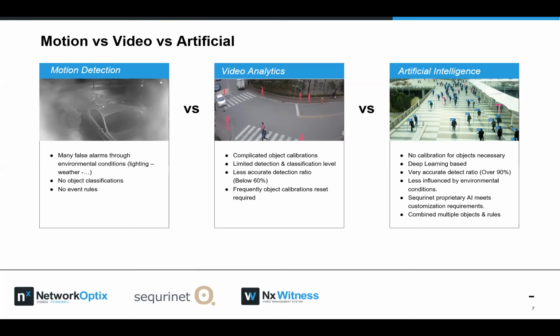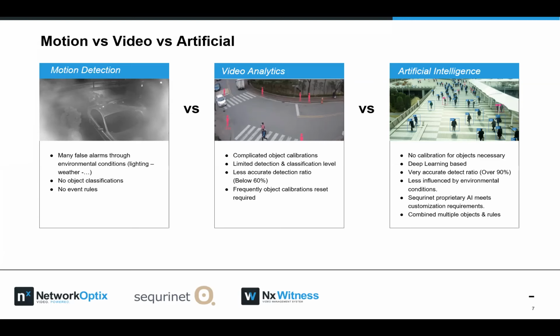If you move over to video analytics, it's already a lot better, a lot more selective, but often the object calibration is quite complicated, and you have to redo it on a regular basis in order to bring down the number of false alarms and data coming through. On the calibration side, through limited detection and classification levels, it operates more complicated. So it's less accurate, and you need to reset those calibrations on a regular basis.